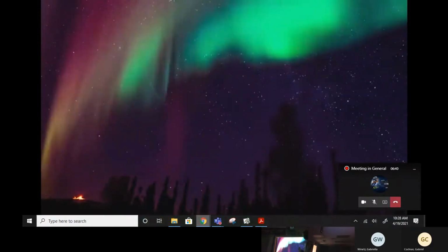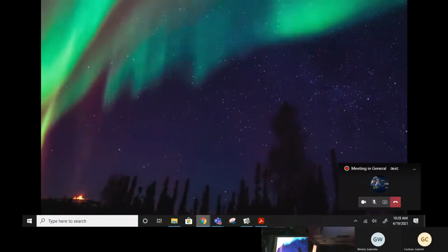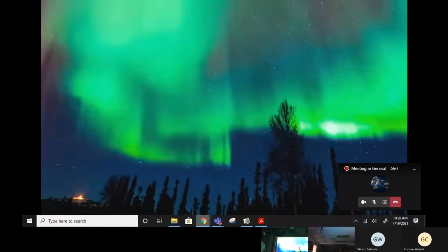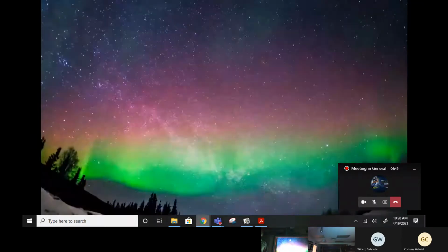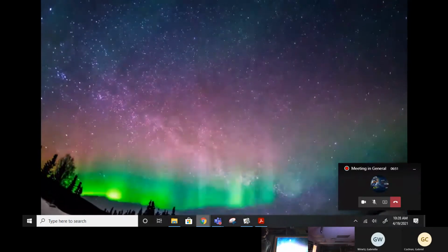But it turns out you pretty much have to be close to the poles, either to the North Pole or to the South Pole, in order to see these. So if we lived in Alaska, we'd be more likely to see them than we are here.